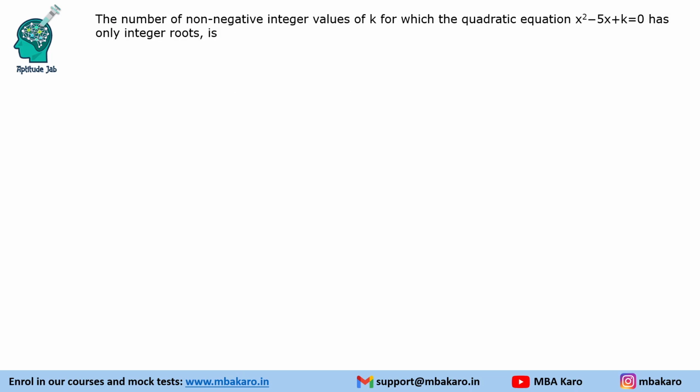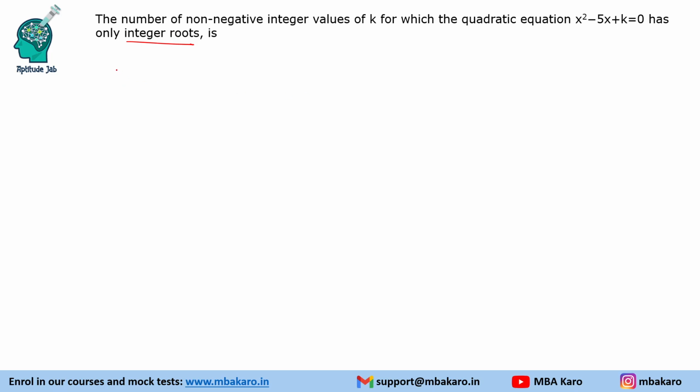So here's the question. It says the number of non-negative integer values of k for which the quadratic equation x square minus 5x plus k equal to 0 has only integer roots is. Now, quadratic equation is a very important chapter. It always asks questions related to nature of roots.